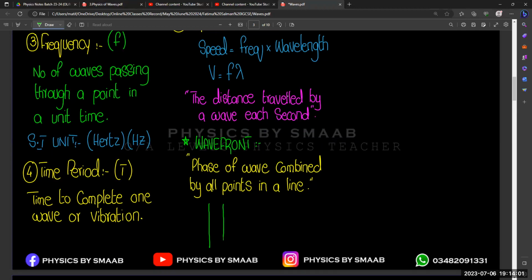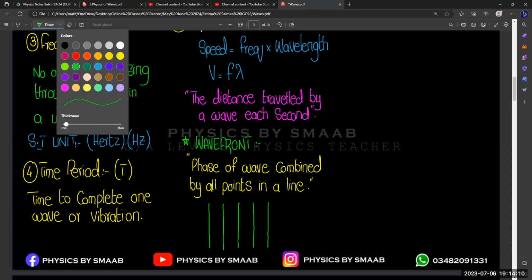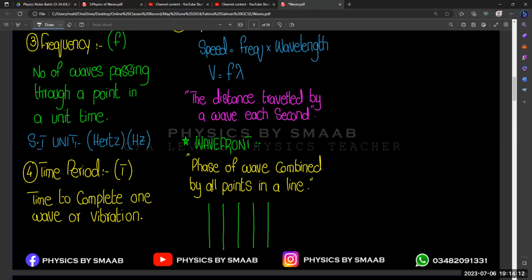So we are going to draw waves like this. We are not going to draw waves in a curved form. Let's suppose this wave is moving from left to right, right? Let's suppose these green lines represent the crest, the upper part, and the black space between the crests represents the trough, right? So crest, trough, crest, trough, crest, trough. This is the sequence of the wave, right?